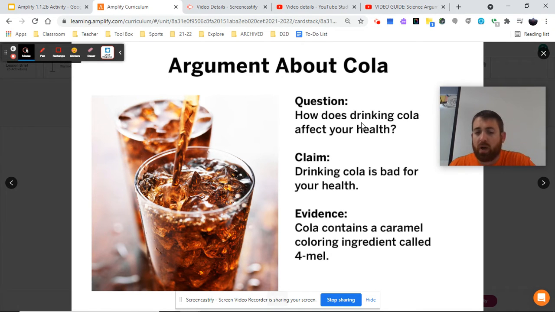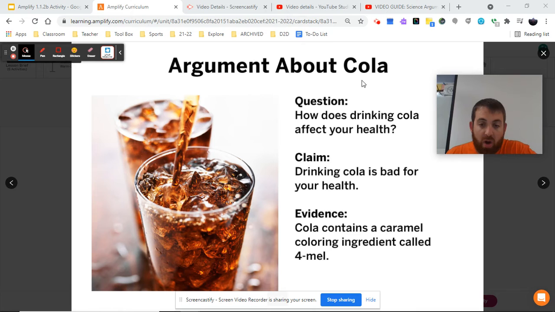And when we looked at this COLA argument earlier, we noticed that we had a very clear question, a very clear claim, and then we had evidence here that may or may not seem strong to some, but this evidence may come off as confusing because it lacks some sort of explanation or reasoning as to how it supports the claim. So, drinking cola is bad for your health, and the evidence that supports that is cola contains a caramel coloring ingredient called 4-MEL. So, this scientific argument, though strong to begin with, lacks reasoning that pulls it all together.